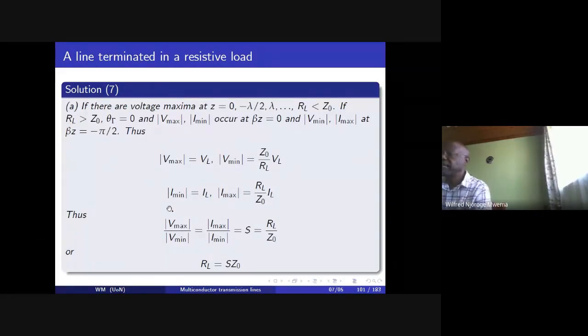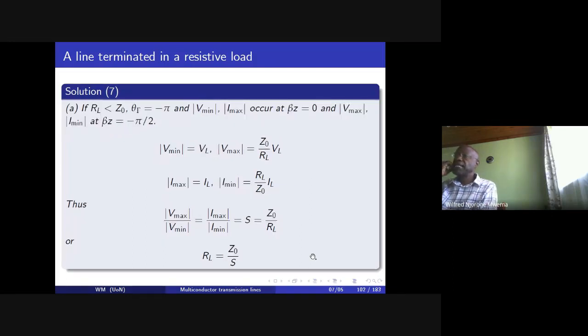And therefore, when we take the ratios, we get the ratio of Vmax by Vmin, which is the same as the absolute value of Imax by Imin, and we get it as equal to S. And this is given as RL over Z0. So if we take that value, we can see the terminating resistance RL can be obtained from the characteristic impedance of the line and the standing wave ratio that has been measured, by multiplying them together. It will be given as the product of the standing wave ratio and the characteristic impedance of the line.